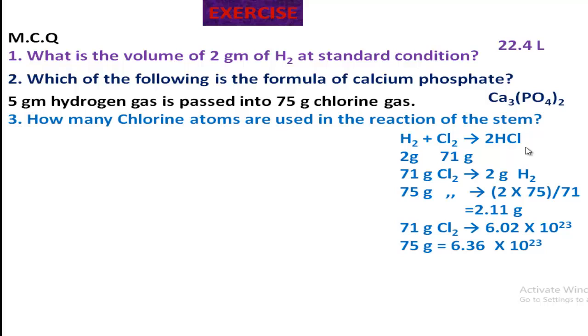Our related equation is this, and it has to be balanced. Now 71 gram chlorine reacts with 2 gram hydrogen. So 75 gram chlorine reacts with 2.11 gram hydrogen, but there is given 5 gram hydrogen. So chlorine is the limiting reactant here. Now we know that 71 gram chlorine contains Avogadro's number of atoms. So 75 gram contains 6.36 into 10 to the power 23. So the answer will be 6.36 into 10 to the power 23.